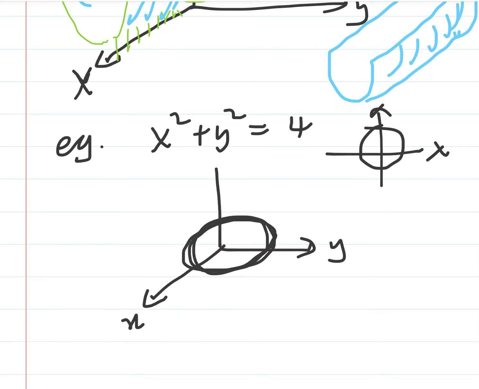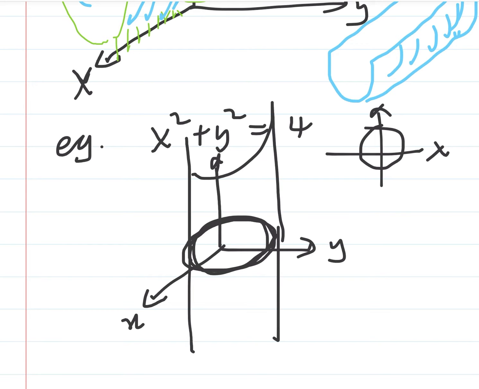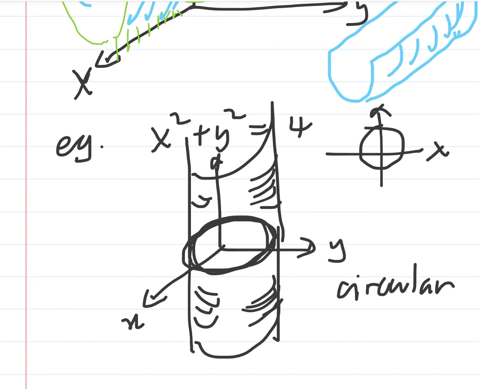The z is missing. That means this circle is valid for any value of z. So you take the circle and you project it in the z direction, up like so, and down like so. And all these cross sections are circular. And this is called the circular cylinder. So your standard cylinder is in fact your circular cylinder. So the previous one was a parabolic cylinder. The parabolic cylinder is generated in the x direction. This circular cylinder is generated in the z direction.